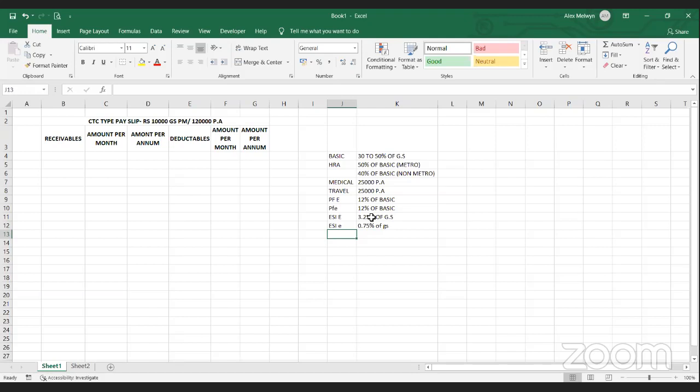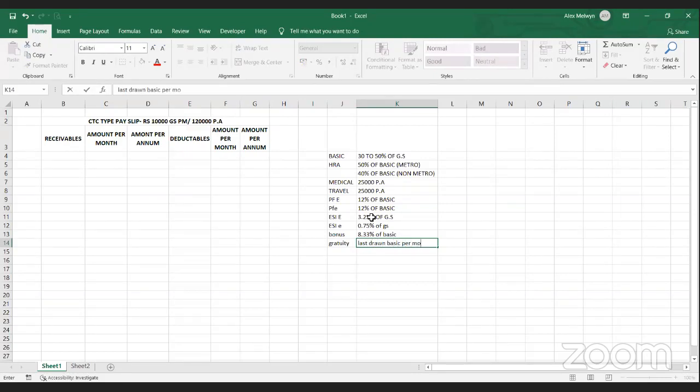And then, after PF and ESI, you have bonus, which is 8.33% of basic. Then you have gratuity, which is last drawn basic per month into number of years into 15/26. This is the formula of that. Then you have LTA, which is again 8.33% of basic. Then you have professional tax and income tax. So this is the order.